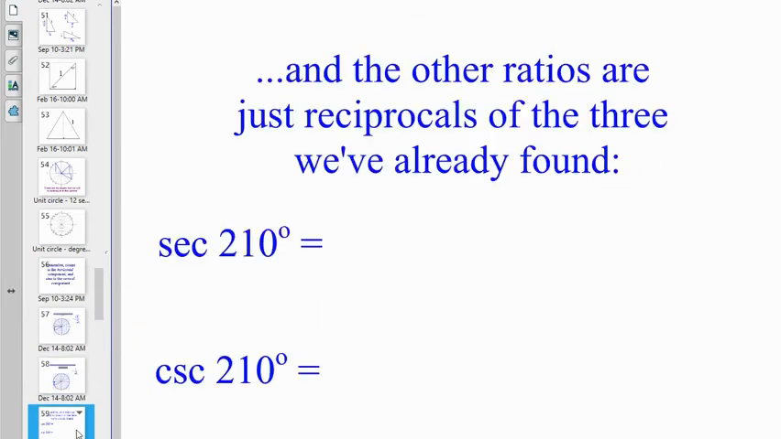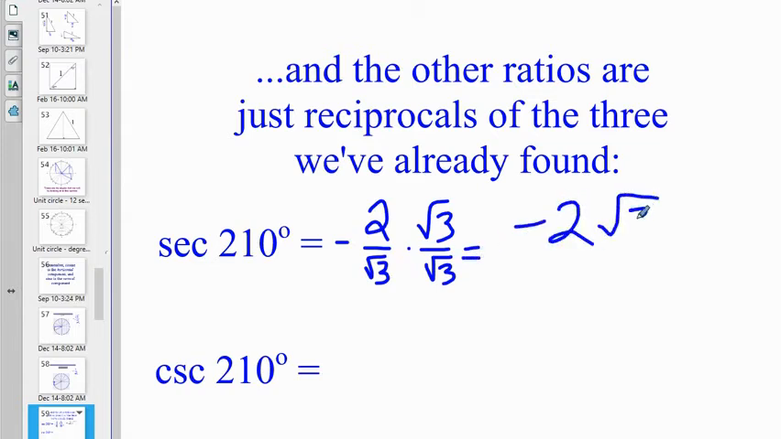All right. And then if we've got sine and cosine, then we can also do secant and cosecant because they're just the reciprocals. If cosine was negative root 3 over 2, then secant will be the reciprocal of that, negative 2 over root 3. But we don't want to have a radical in the denominator, so we'll rationalize that like we did in a previous chapter. I'll multiply by root 3 over root 3. We end up with an answer of negative 2 times the square root of 3 over 3.